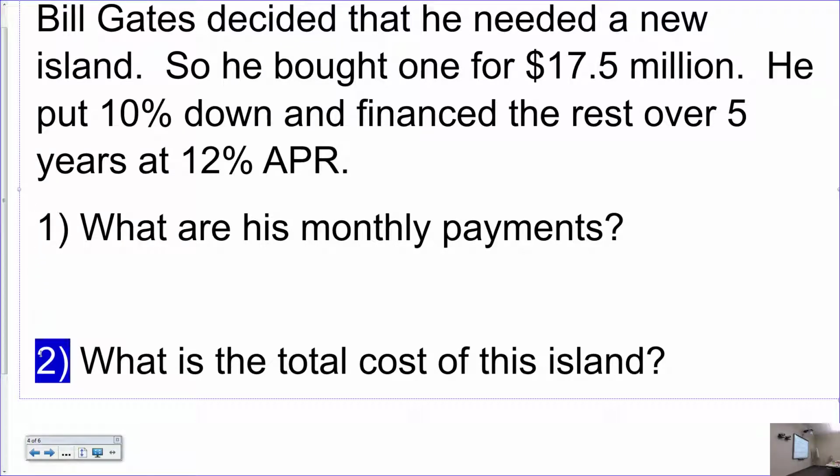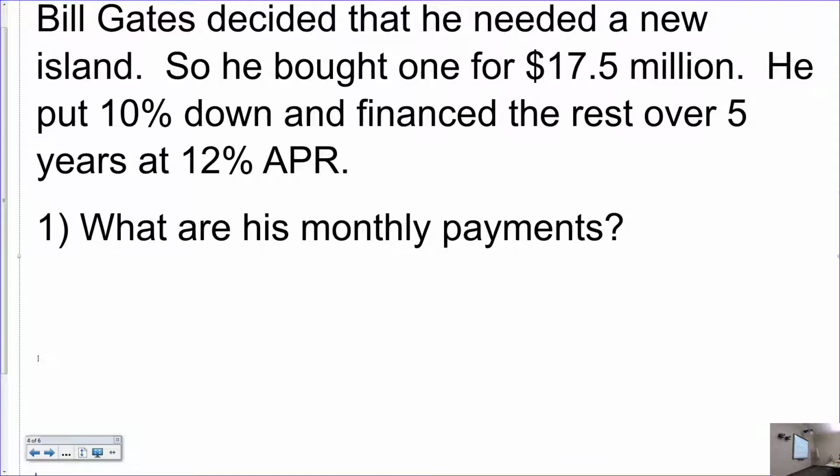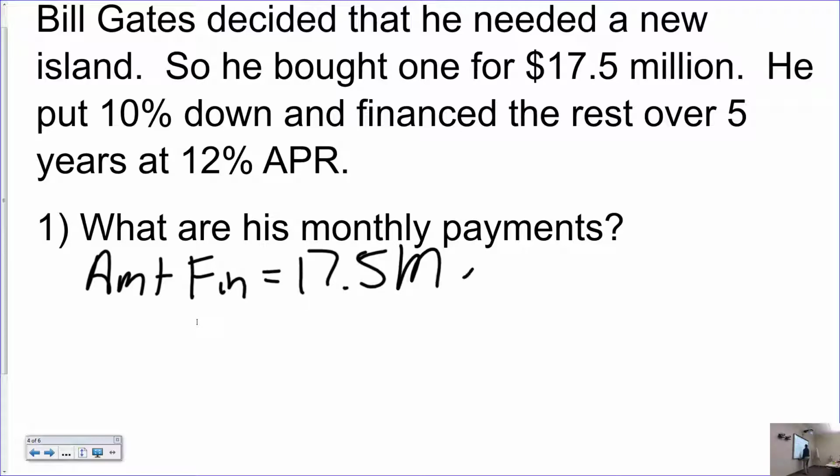Why don't you just take 17.5 million times 0.9? Hey, great idea. Where are you getting the 0.9 from? Because that's how much you'll owe, 90%. Instead of putting 10% and then subtracting, just go 90%, and that'll give you the exact total. So if he's paying 10%, he's borrowing 90%. What is 17.5 million times 0.9?